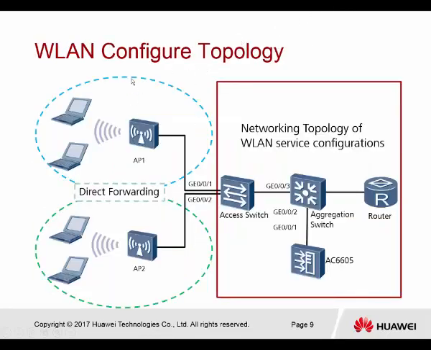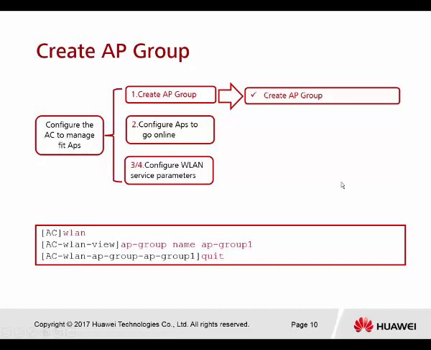Okay, now let me show you the topology again in case you forget. This topology is a layer 2 connection in bypass mode. So the first step, WLAN configuration. Enter the system view, input the command wlan, and then use the command ap-group name. Here you can give any name. Then use the command quit to return to your WLAN view. We just need to create a group at the beginning.